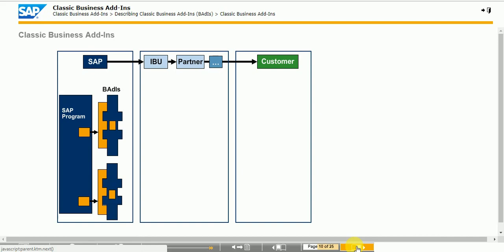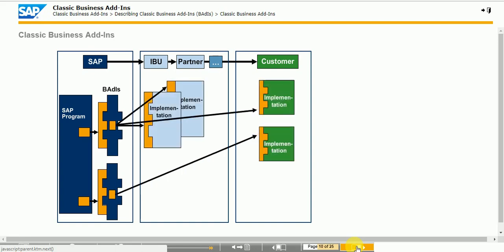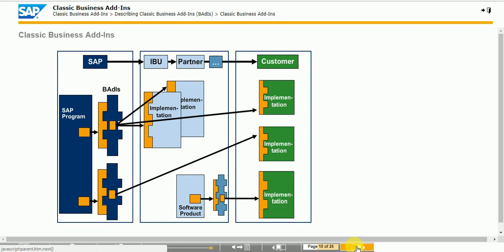The advantages of this concept are as follows. A BAdI is reusable. A BAdI can be implemented many times, even by parties further toward the end of the software delivery chain. A BAdI enables each party in the software delivery chain to offer enhancements.